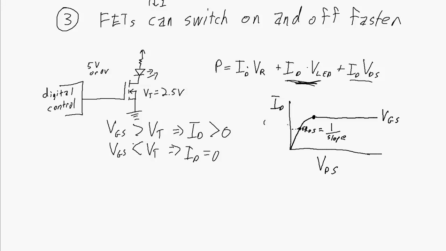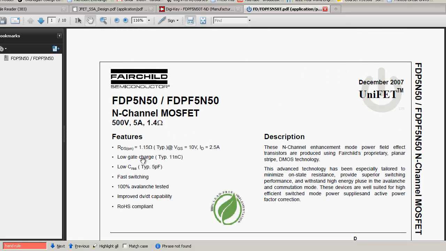So it's going to say at this particular point there, and we might call it ID on, that'd be a typical name for it. At a particular ID on and a particular VGS on, it's going to say that your resistance between the drain and the source is going to be some particular value. And as an example of something I've just pulled off of DigiKey, we've got some particular N-channel MOSFET transistor, and you see here RDS on is 1.15 ohms at a VGS of 10 volts and an ID of 2.5 amps.